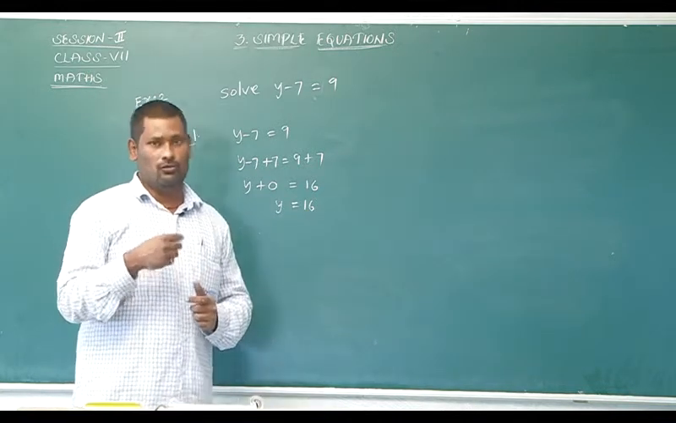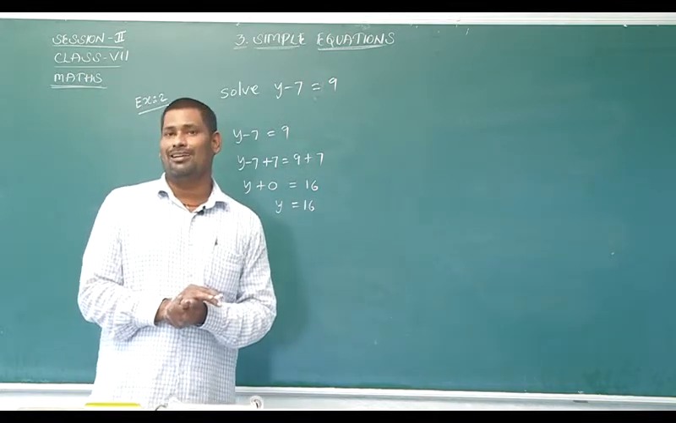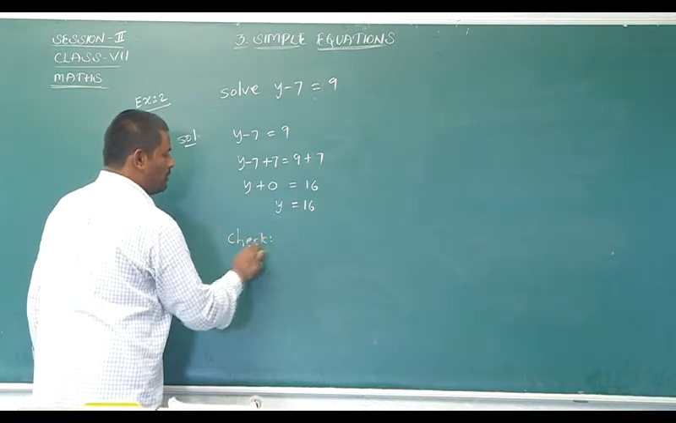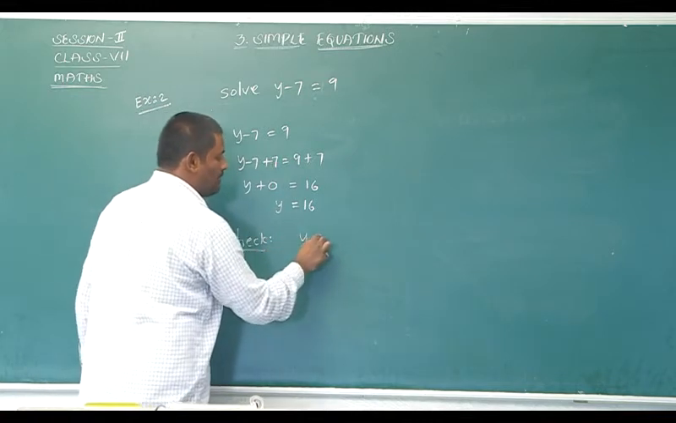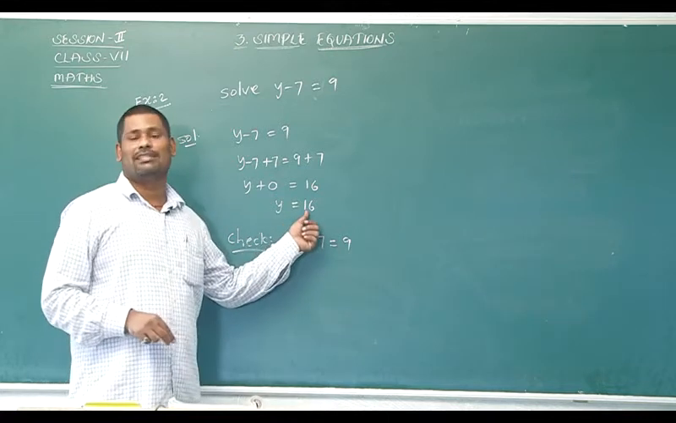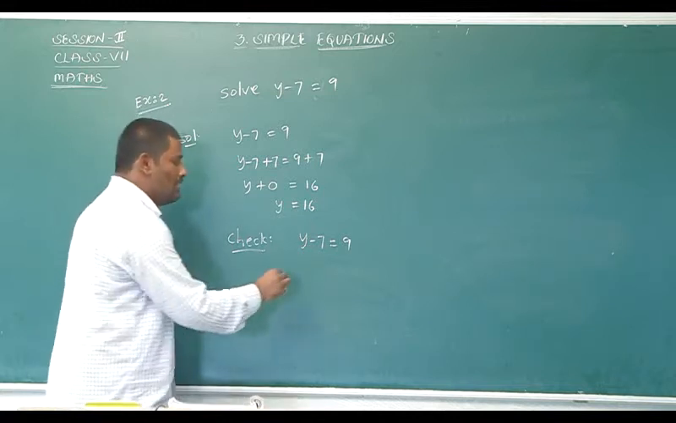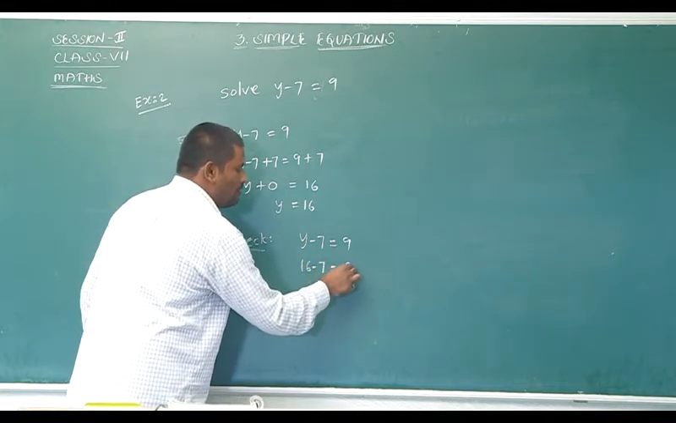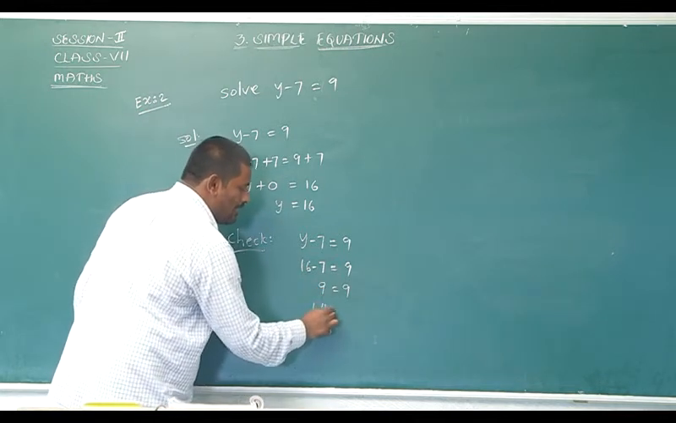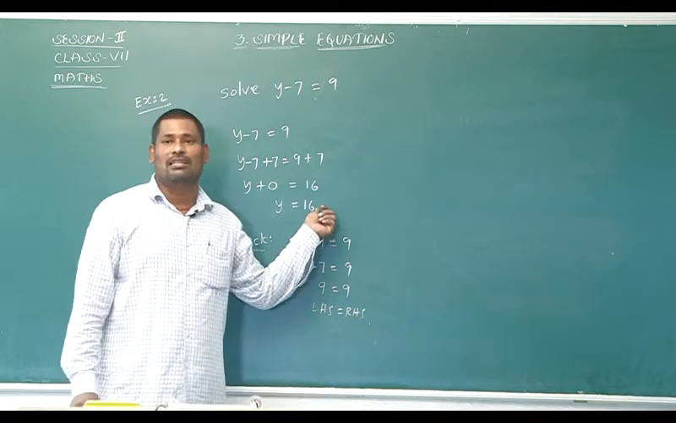So we may get one doubt whether it is correct or not. We can check our solution. So look here, how can we check? What equation is given to us? y minus 7 equal to 9. Now we got y equal to 16. That 16 value I am going to substitute in the place of variable y. So 16 minus 7 equals 9. 9 equal to 9, so LHS equals RHS. Therefore y equal to 16 is the solution of the given equation.